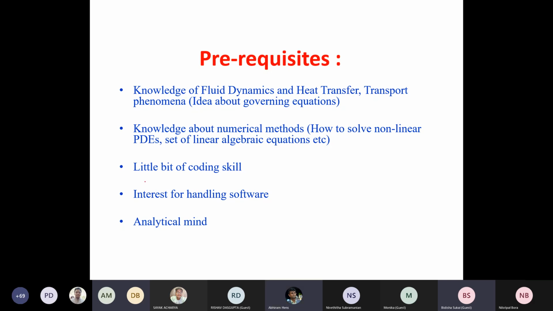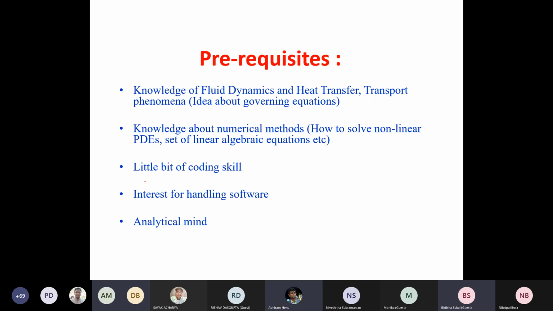Third thing is a little bit of coding skill, if you know. Generally, in all the engineering courses in the first or second year, we have some computing lab, where we learn a little bit of coding, either C or Fortran or any other language. So that is needed. A little bit of coding is needed if you would like to go forward.